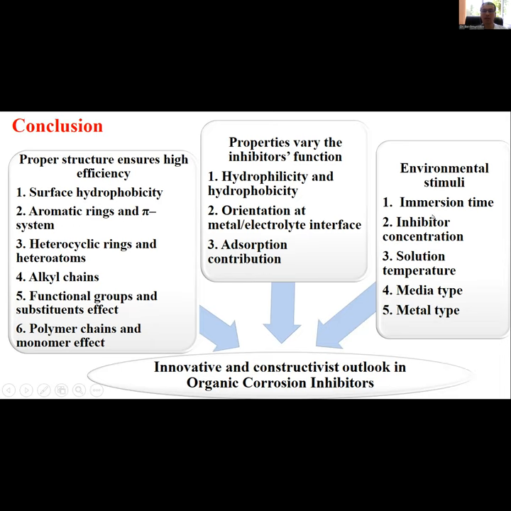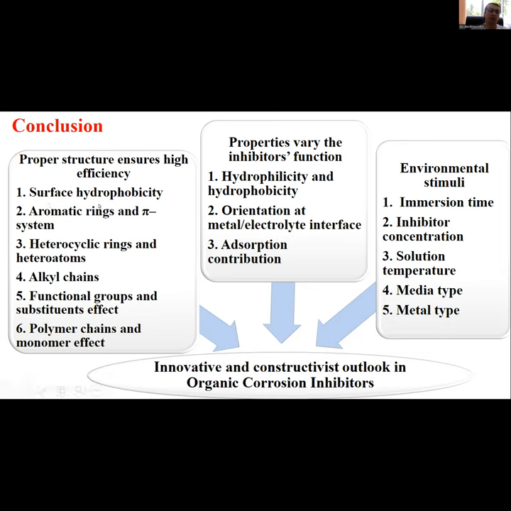The first one: immersion time, inhibitor concentration, solution temperature, media, or metal type. When you select some corrosion inhibitors or you want to solve corrosion problems, you need to identify the immersion time, the inhibitor concentration, the solution temperature, and the solution type. The next one, good corrosion inhibitors have good hydrophilicity or hydrophobicity, or good adsorption orientation on the metal electrode interface. The last one, adsorption contribution, because if your corrosion inhibitor is not a good adsorbent, then maybe your selected corrosion inhibitor is not good.